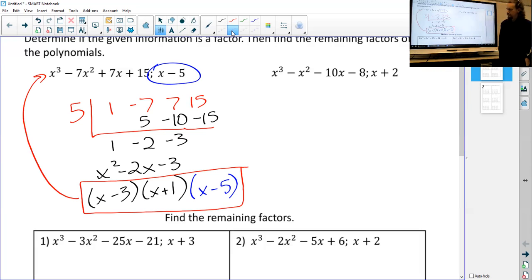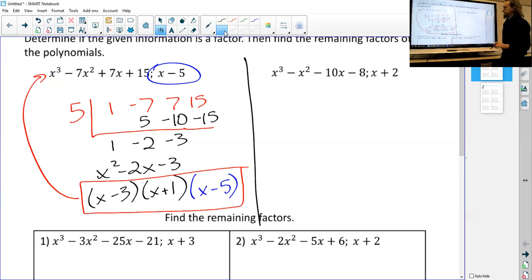So we can rewrite x to the third minus 7x squared plus 7x plus 15 as just x minus 3, x plus 1 times x minus 5. Okay, and then that becomes your solutions as well. The three solutions to this equation would be at positive 3, negative 1, and positive 5. In case you wanted to graph it and you didn't have a graphing calculator handy.